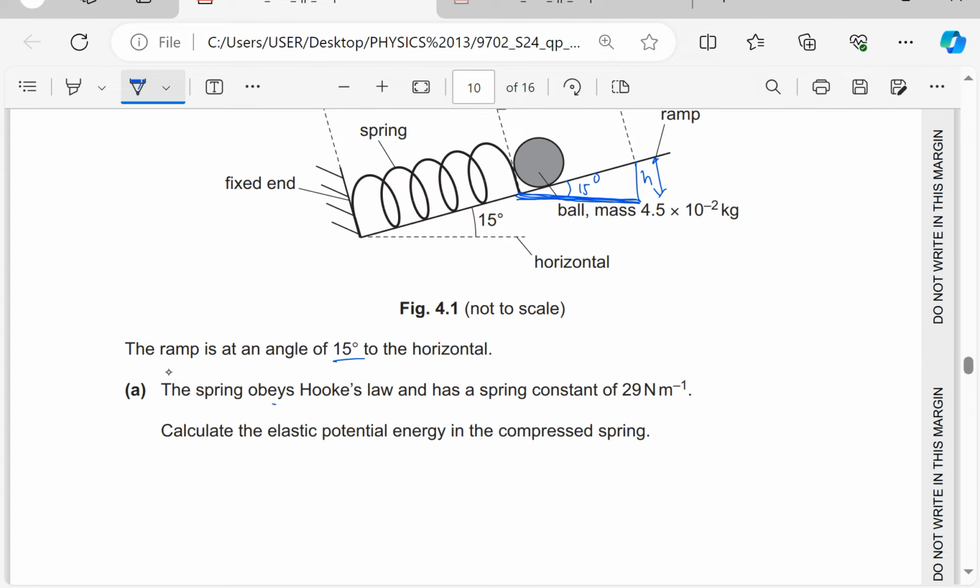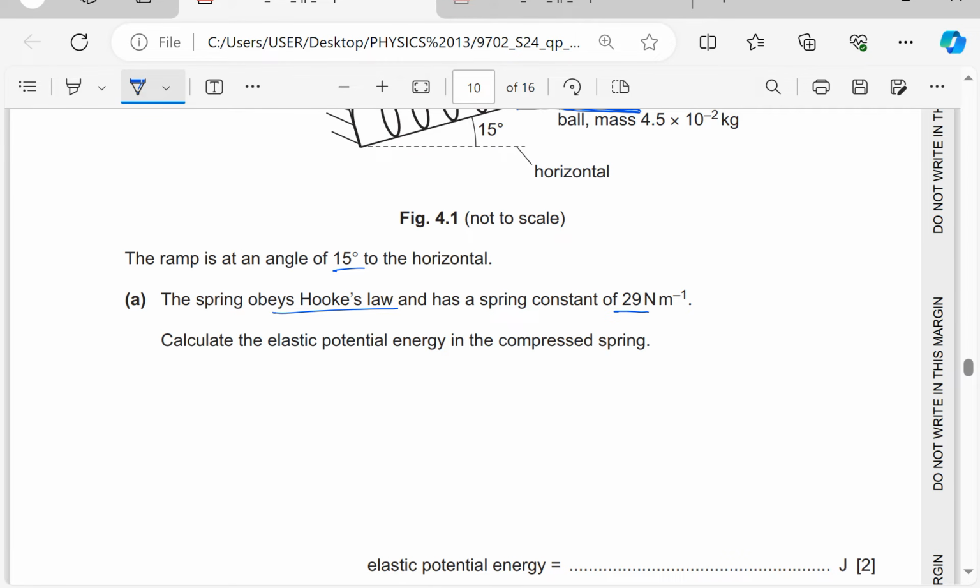The spring obeys Hooke's law and has a spring constant of 29 newtons per meter. Calculate the elastic potential energy in the compressed spring. Okay, so we know that elastic potential energy is going to be equal to a half k x squared, or you can use half F x, but F is equal to kx. So I'll just substitute here.